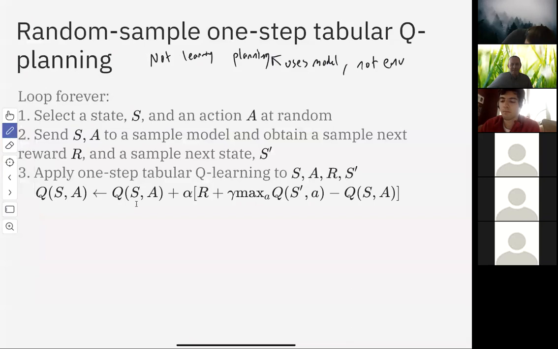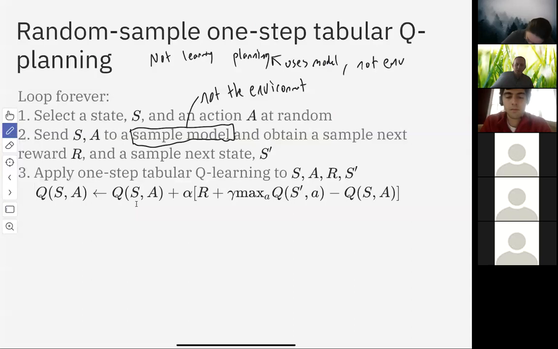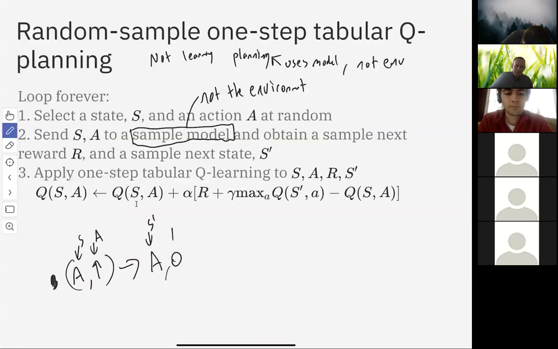So we're going to pick a state and pick an action. Like we might pick A and up. Then we're going to send S and A to a sample model. Not the environment, not the actual environment. And now we get back a sample next reward and sample next state, S prime. So it might be that A and up gives us back A and zero. And I'm really sorry I chose A as the name of my state, but I did. So this is S, this is A, this is S prime, and this is R.